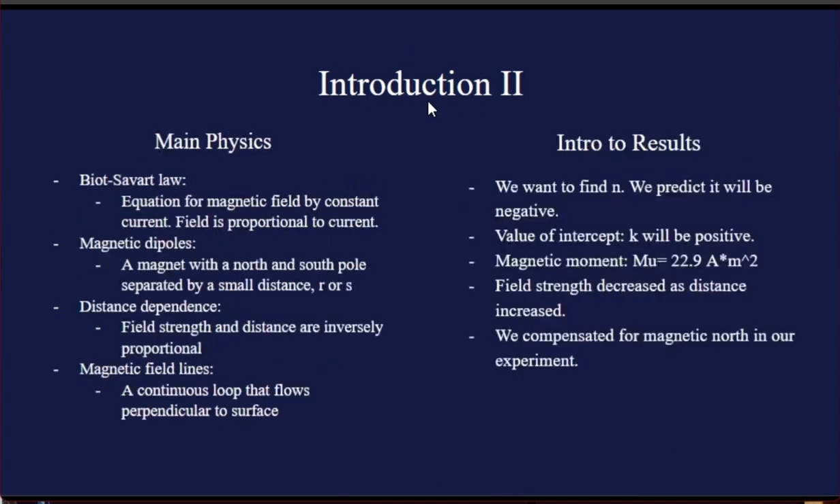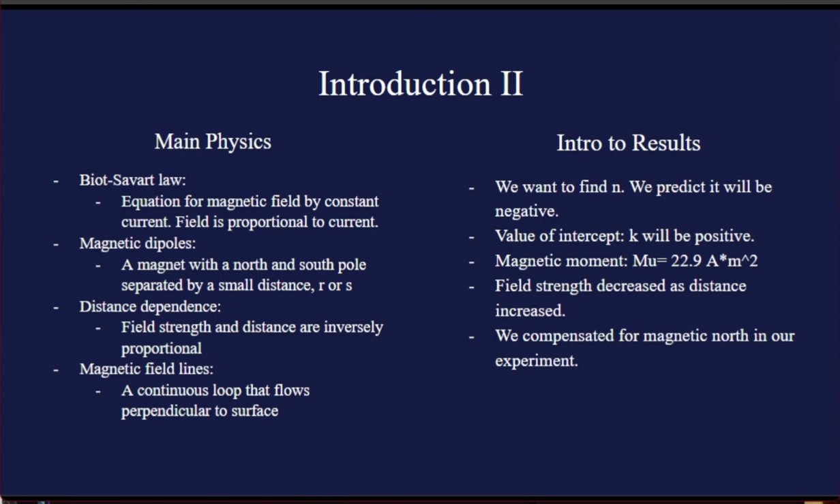So the main physics we used were, of course, the Biot-Savart law, which is an equation for magnetic field by constant current, and it says that field is proportional to the current. We also used the principles of magnetic dipoles, which is a magnet with a north and south pole separated by a small distance. We also used distance dependence, which says that field strength and distance are inversely proportional. So as distance increases, field strength decreases. And we also use magnetic field lines, which are a continuous loop that flows perpendicular to surface and never cross.